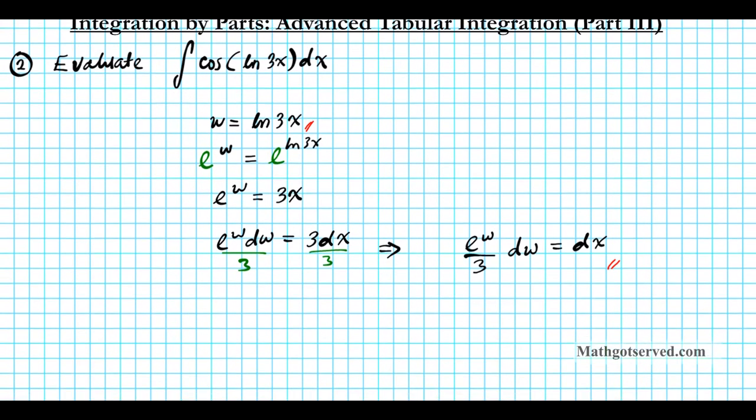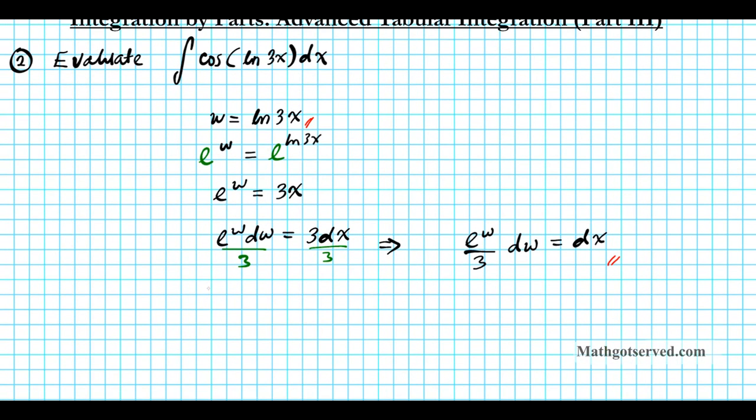Okay, so let's go ahead and rewrite our new problem. So the original problem we had, the integral of cosine of the natural logarithm of 3x dx, using our w substitution now becomes the integral of cosine of, instead of ln 3x, we're now going to have w, and instead of dx, we'll have e to the w over 3 dw.